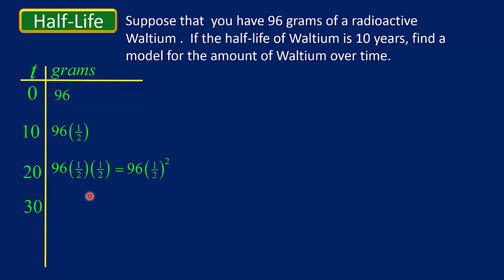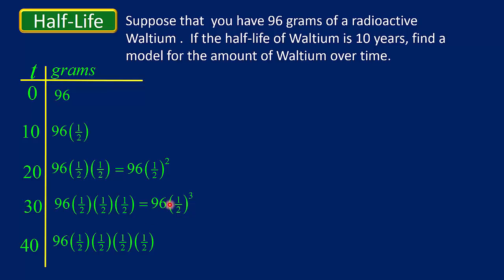Okay, after 30 years, there's another 10-year period. Now we're going to take half of this, right? Half of this right here. And so forth. So we go to 40 years. And now we take half of this right there. And we've got 96 times 1/2 to the fourth. Okay. Now, you can see a pattern here. You notice that every 10 years we're going to multiply times 1/2.